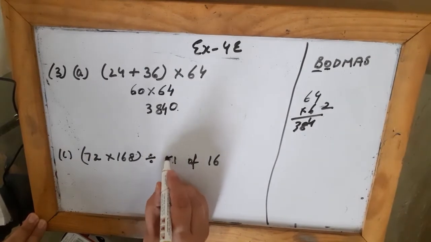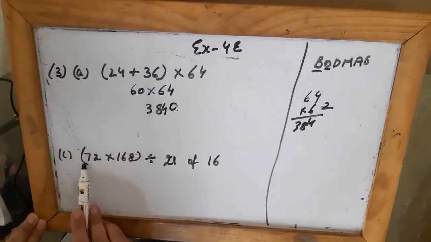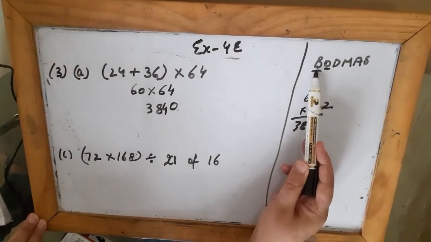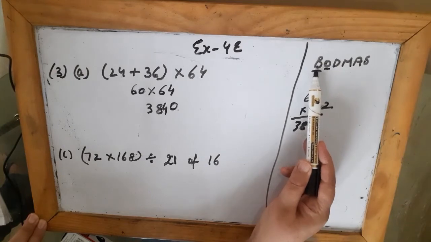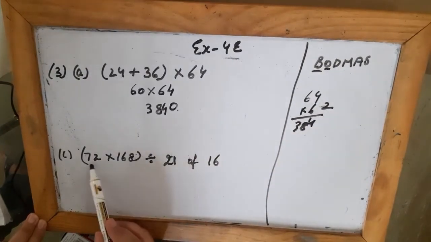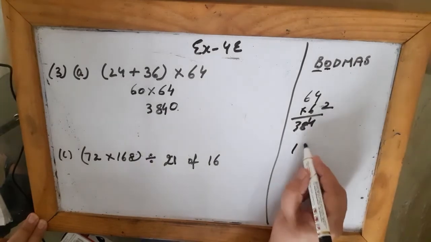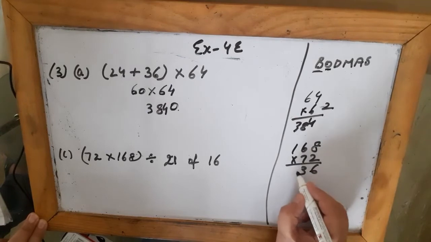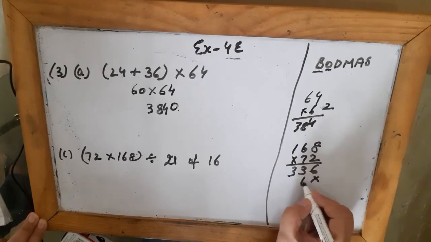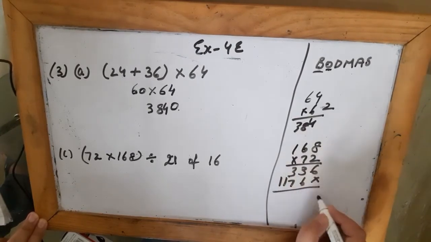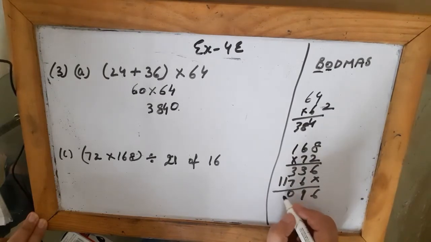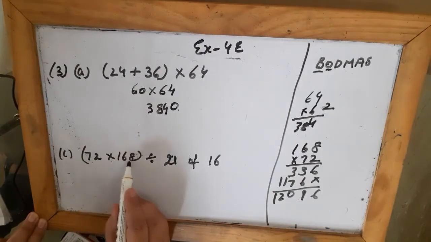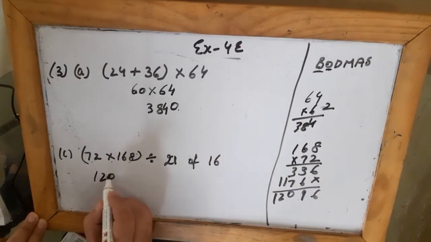Now the C part. As you can see, you have a bracket, divide and of. And according to the BODMAS rule, first I have to solve the bracket. Inside the bracket, I have two numbers given which I have to multiply. So multiply them. When you multiply them, you get 12096. So 72 multiplied by 168 is 12096.